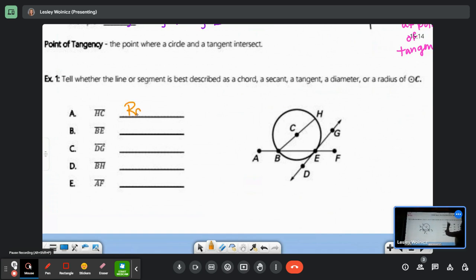Radius. Okay, what about segment BE? Okay, it's a secant. It is also a chord. What is the most specific name for it? A chord. So we're going to box a chord because if I only give you the one answer option, that's what you would pick, but it is also a secant. Chord is the best answer because it is the most specific.